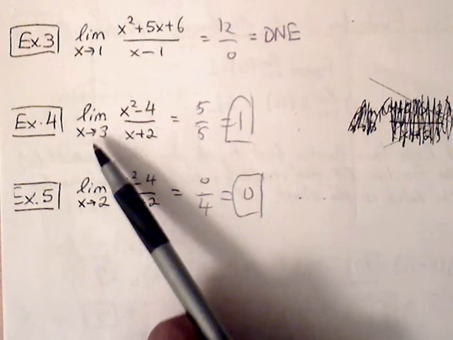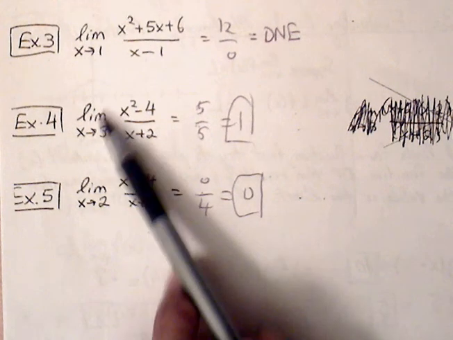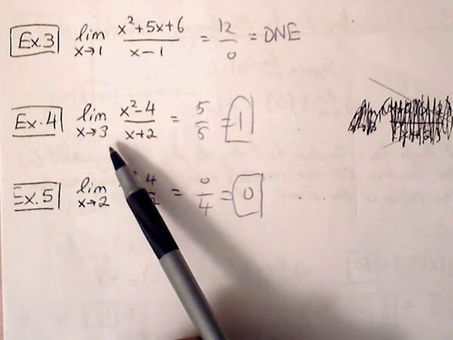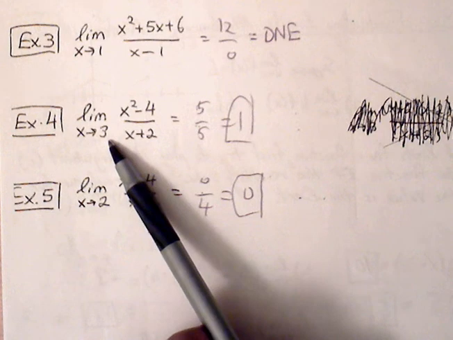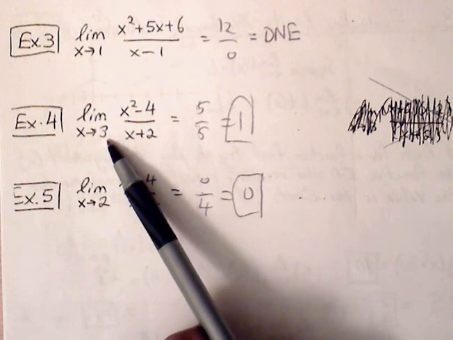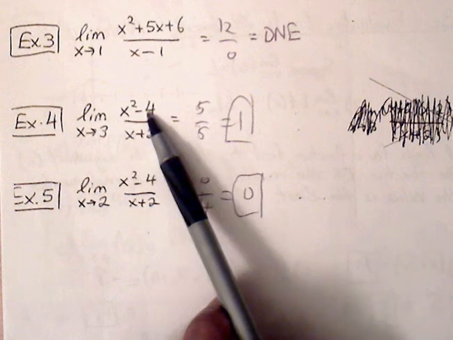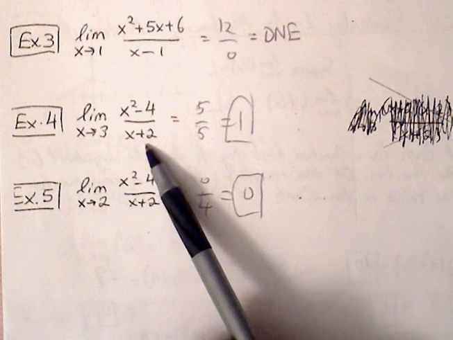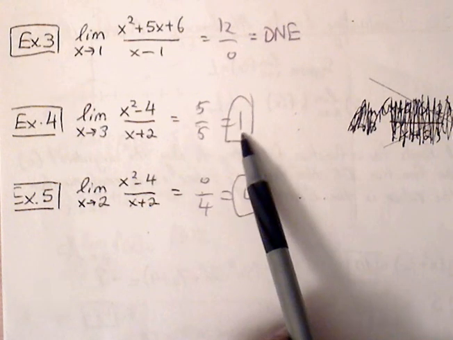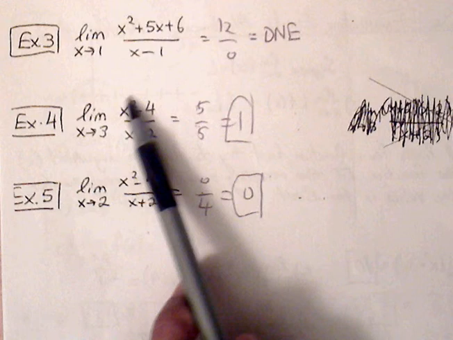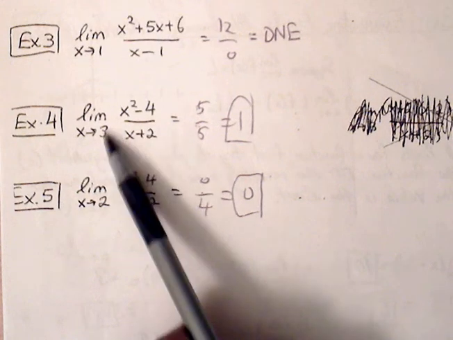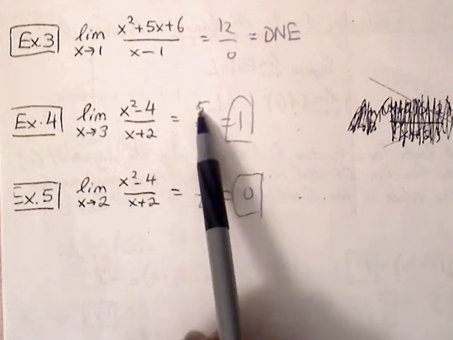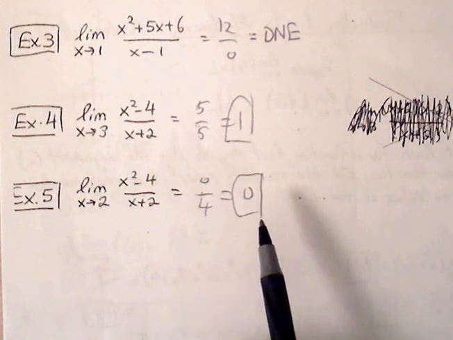Okay. Example 4, limit as x approaches 3. First thing we do is we plug in our target x value. So if we plug in the argument of 3, we get 3 squared, which is 9. 9 minus 4 is 5. Denominator, we plug in 3. 3 plus 2 is 5. 5 over 5 is 1, so that's our solution. There's no need to factor, because when we plug in, we're not getting any troubles with our resulting value, so we can stop there.